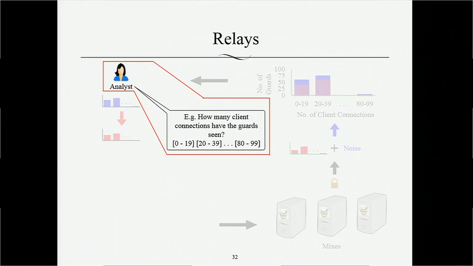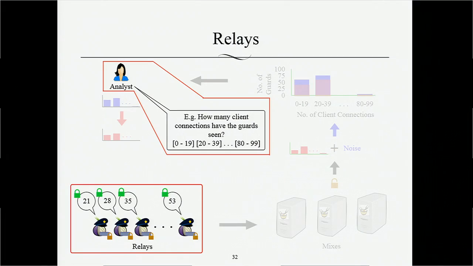Now let's see, the analyst poses a question like how many client connections has the guard seen? It gives a series of ranges. So far what we have seen is how relays can maintain an oblivious counter, and how they can increment it. Now we are going to focus on how relays obfuscate their counter.